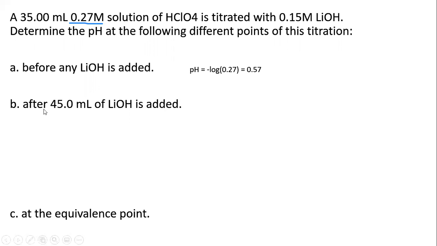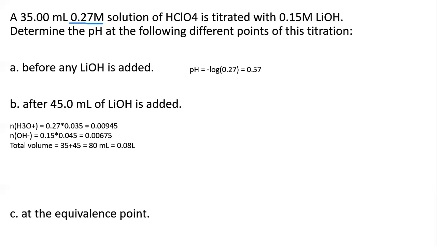Next, we want to know what's the pH after we added 45 milliliters of this 0.15 molar LiOH solution. Here, what we need to do is first determine the moles of strong acid and the moles of strong base, and remember that the volume is additive. We have 35 milliliters of acid and 45 milliliters of strong base, so the total volume of this solution is 80 milliliters. That's important when we want to calculate the new concentration of hydronium or hydroxide ions.